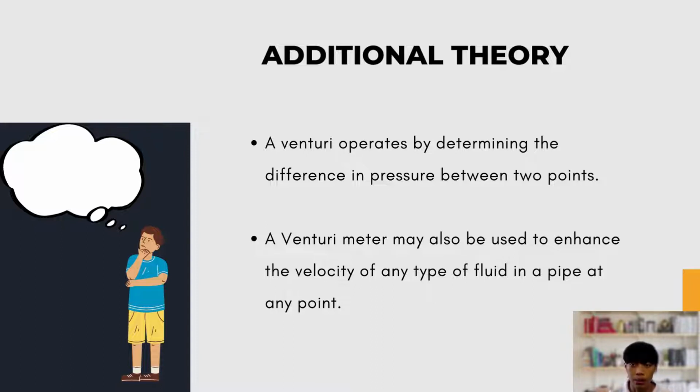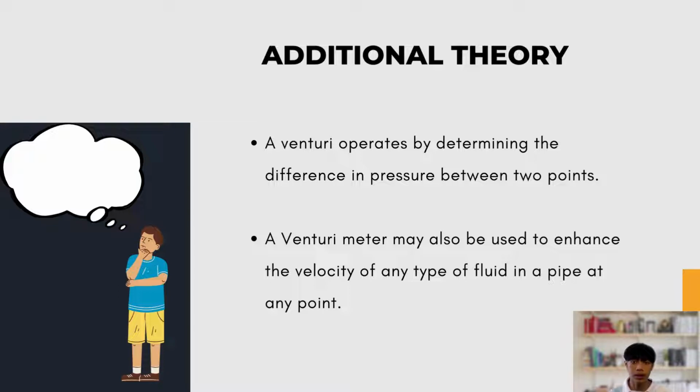So I will present the additional theory. First, a Venturi operates by determining the difference in pressure between 2 points. The pressure difference is created by reducing the diameter of the pipe, causing the fluid to flow faster. So the fast moving fluid has a lower pressure than the slow fluid in the larger section of the Venturi.